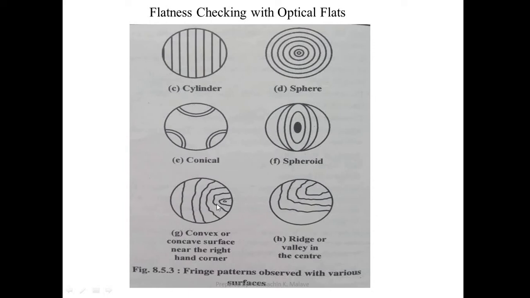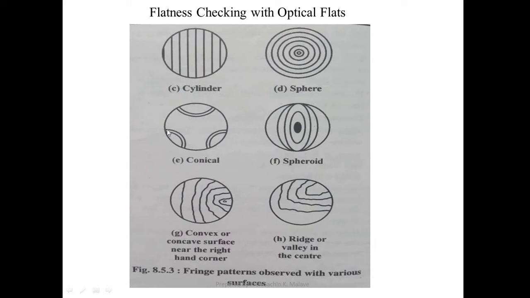Some of the surfaces which are seen are shown in this particular sketch. As you can see, this is the flat surface, which is not in good contact with the metal. This is a spherical surface, this is a sphere fringe pattern. Perfectly you can see circles are there.